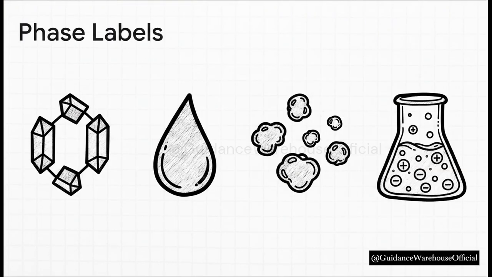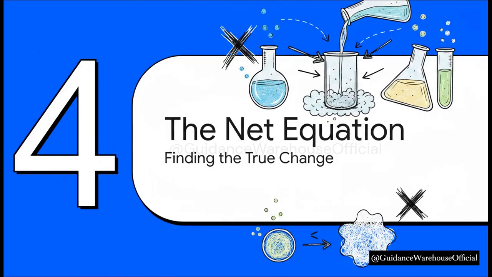To keep track of all this in our chemical equations, we use phase labels, those little letters in parentheses next to the formulas. S means solid, L is liquid, and G is gas. But the absolute star of the show here is AQ, which stands for aqueous. Whenever you see AQ, it means that substance is dissolved in water. And if it's an ionic compound with an AQ label, it means those ions have completely dissociated and are freely swimming around. Which brings us to section 4, finding the net equation.